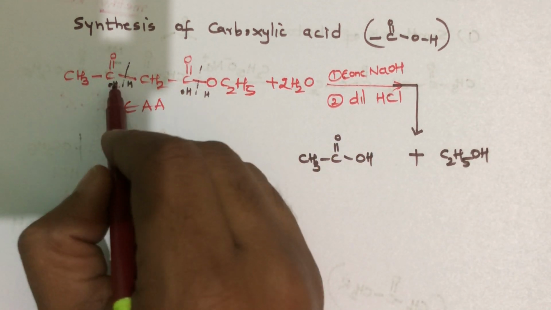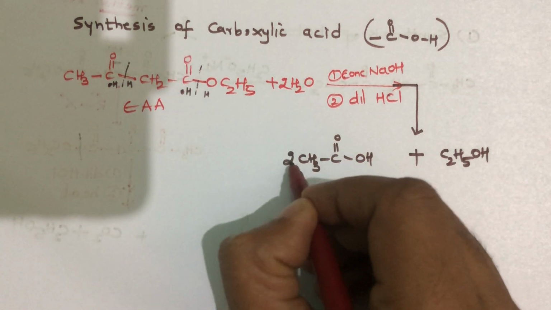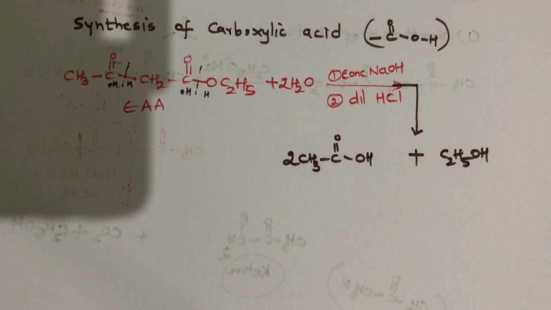CH3, C double bond O, OH. Here also you get CH3, C double bond O, OH. 2 molecules of acetic acid is what you get. Okay, simple hydrolysis of ethyl acetate, acidic hydrolysis will give you this carboxylic acid.